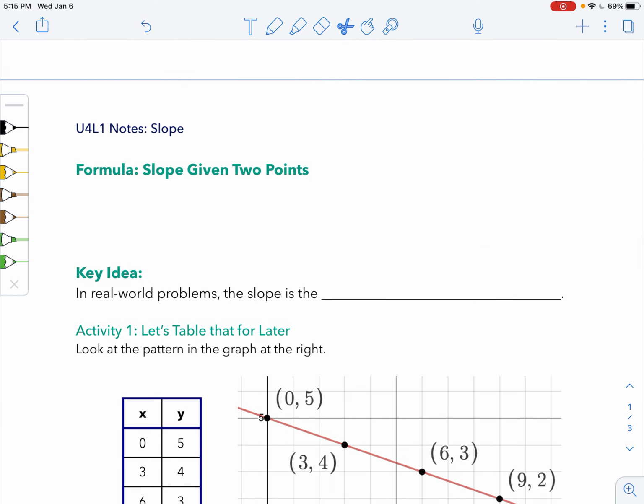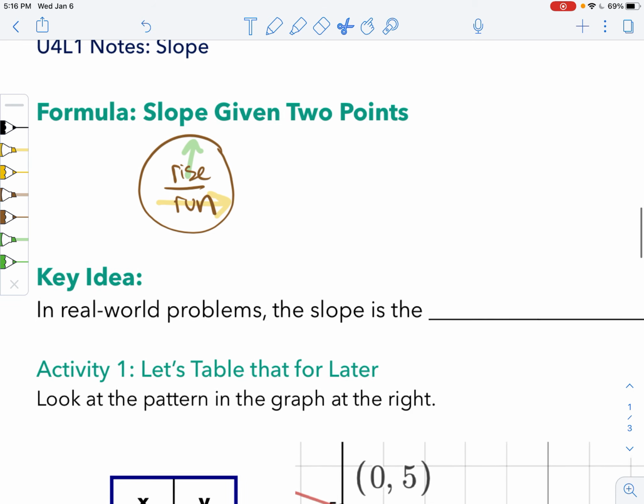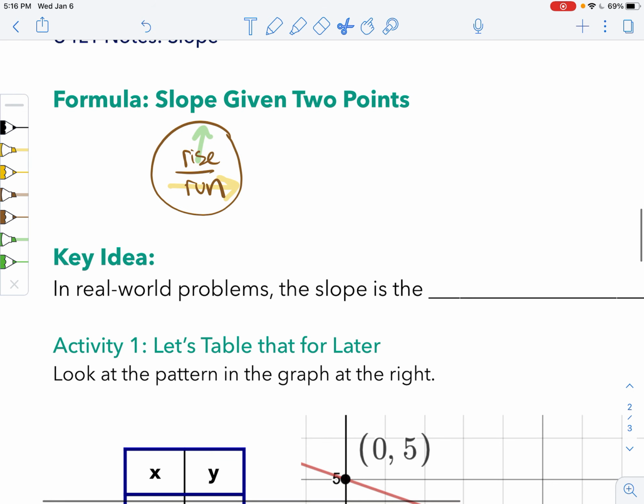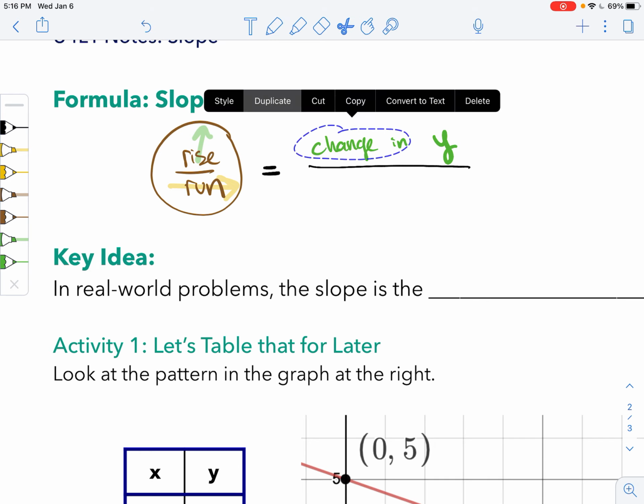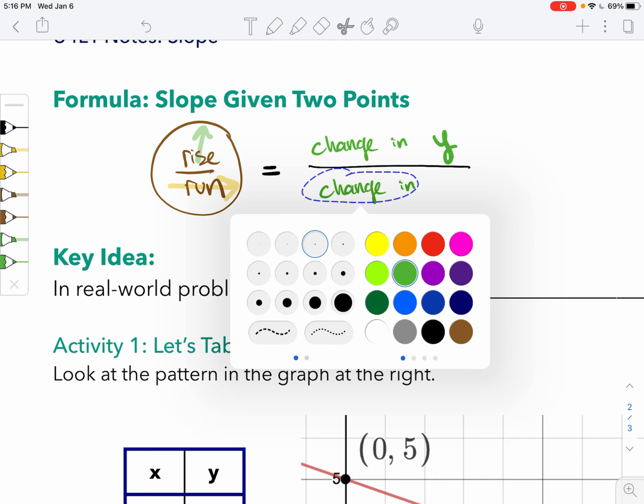Okay. Now that's nice, but a formula for slope, the rise and run, it's nice to plug numbers in. So rise is your vertical change, right? It's the change in your y values over the change, not in your y values this time, but your change in x values.